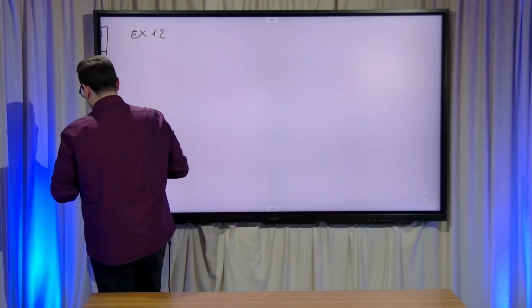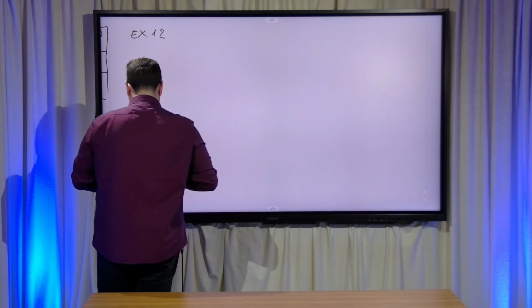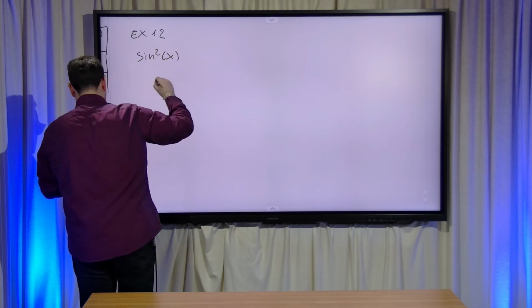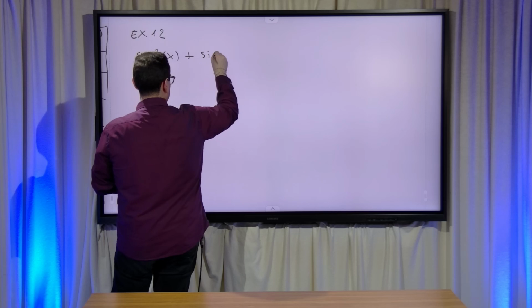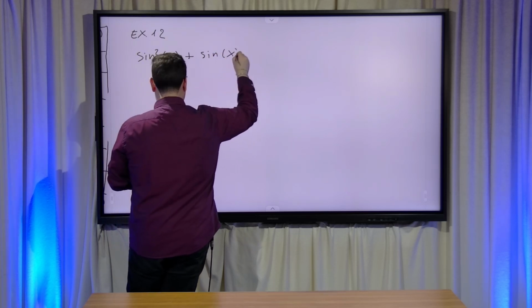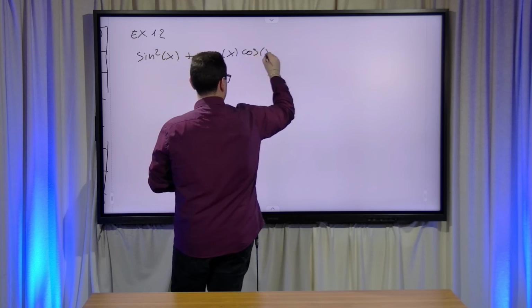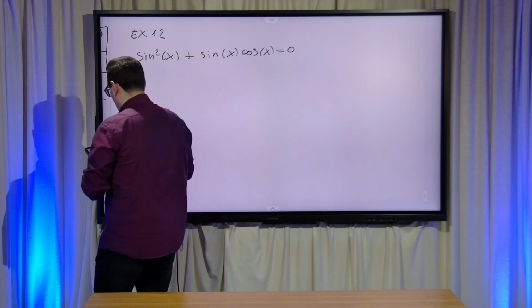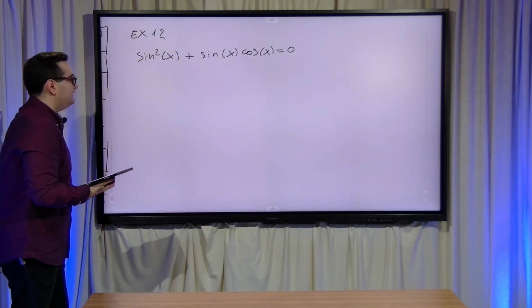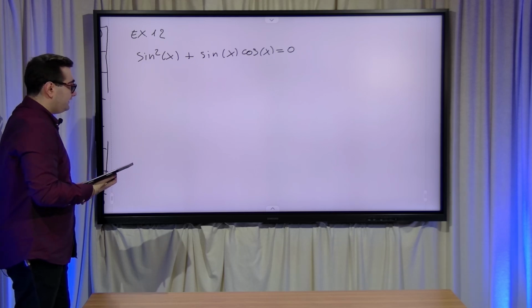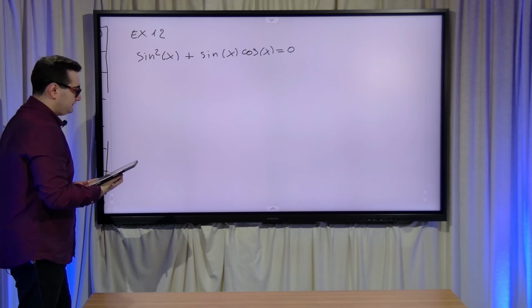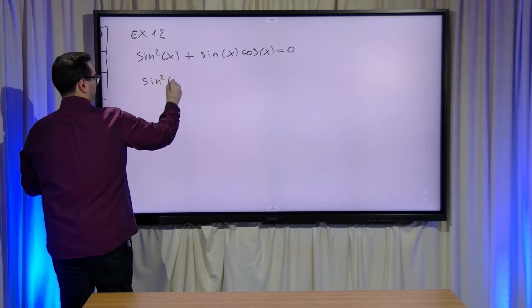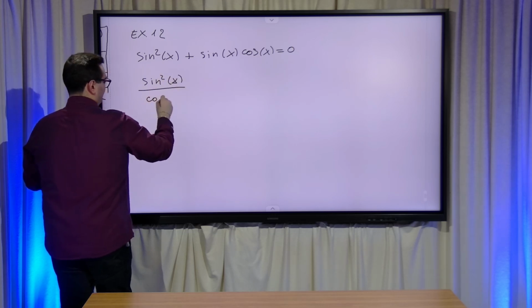Exercise 12. Okay, so when I have this kind of equation, I can do this little trick. I can divide it all by cosine squared of x.